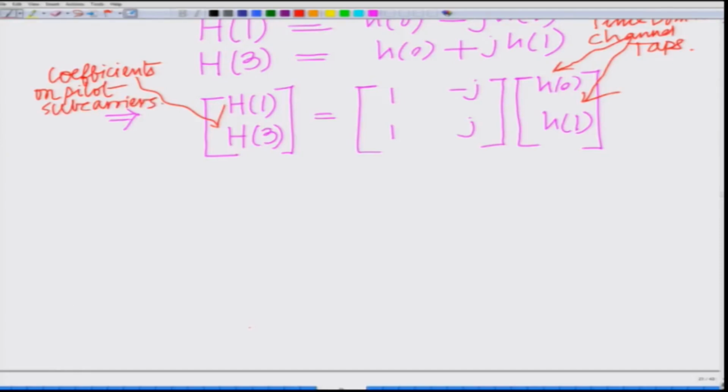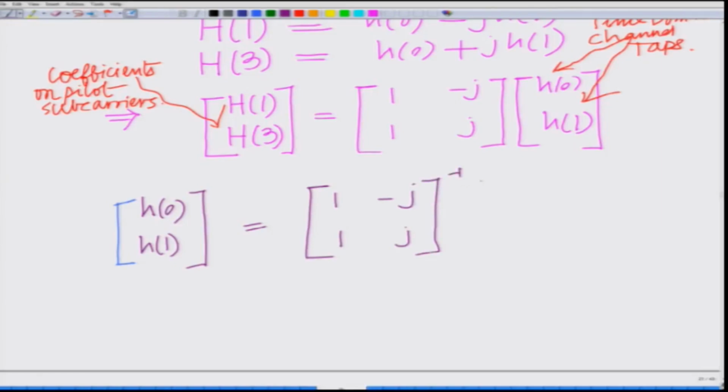These are the coefficients on the pilot subcarriers. Now, therefore, I can find the channel taps simply as h0, h1 equals this matrix, 1 minus j, this matrix inverse, times H1, H3, and that is basically what we have. And the last step is to realize that we have the estimates of these channel coefficients on the pilot subcarrier. So, if we use the estimates on the left hand side also, you will get estimates.